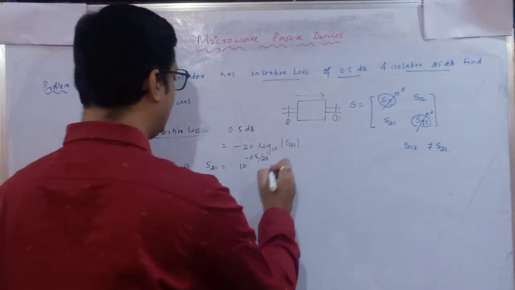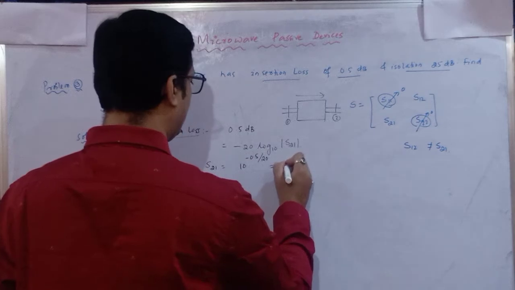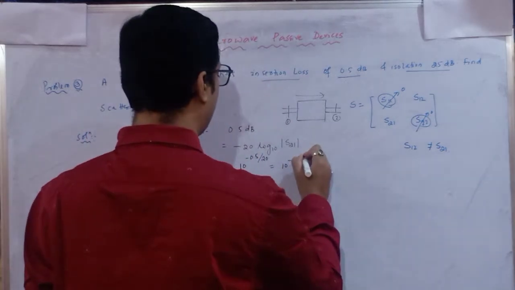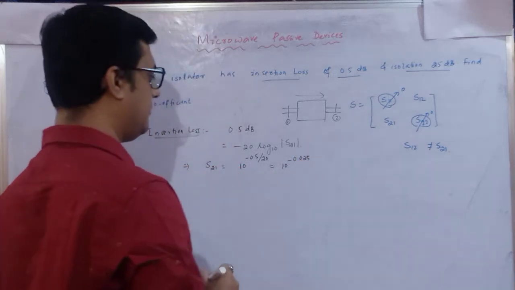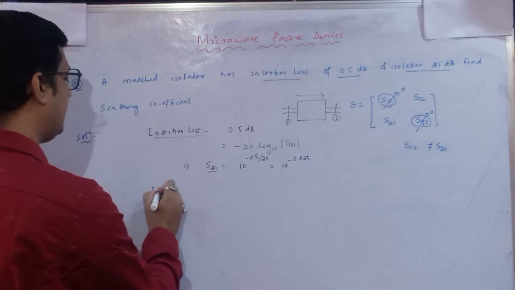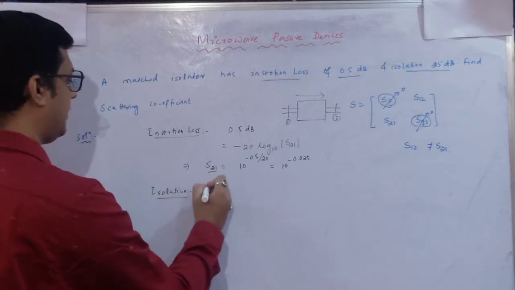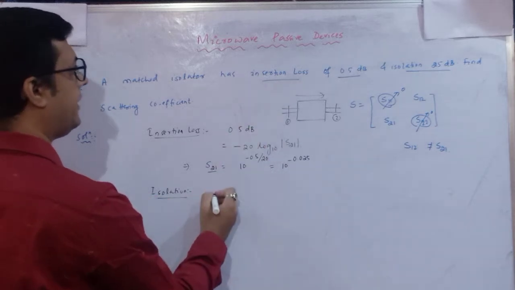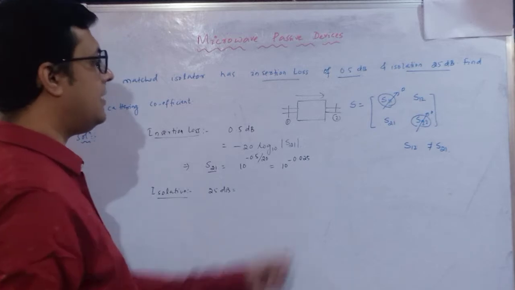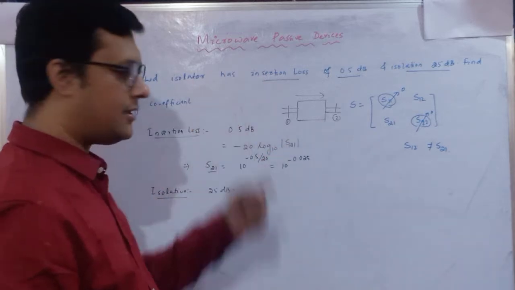If you solve this, you will get around S21 equals 10 to the power minus 0.025. Okay, so this is our S21. Similarly, isolation is identified with 25 dB. Isolation means there is no power reflected from port 2 to 1, so they are isolated from each other.